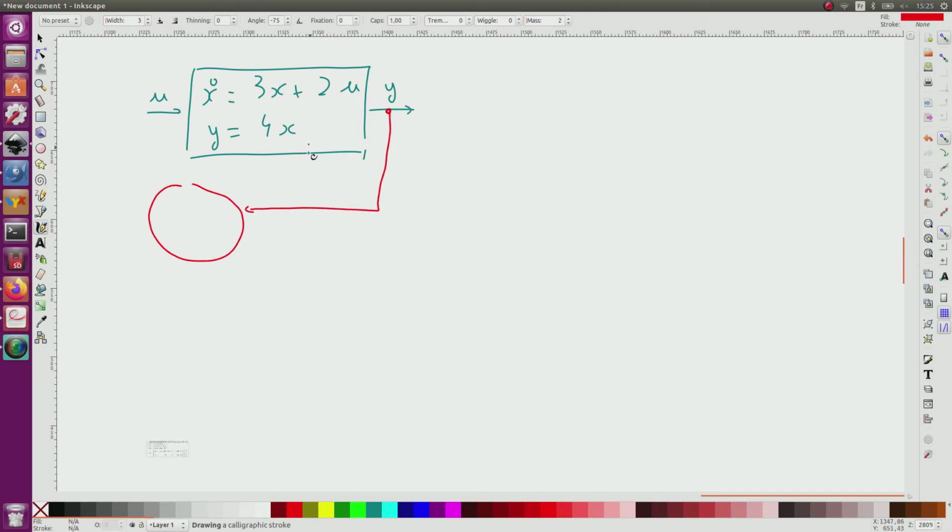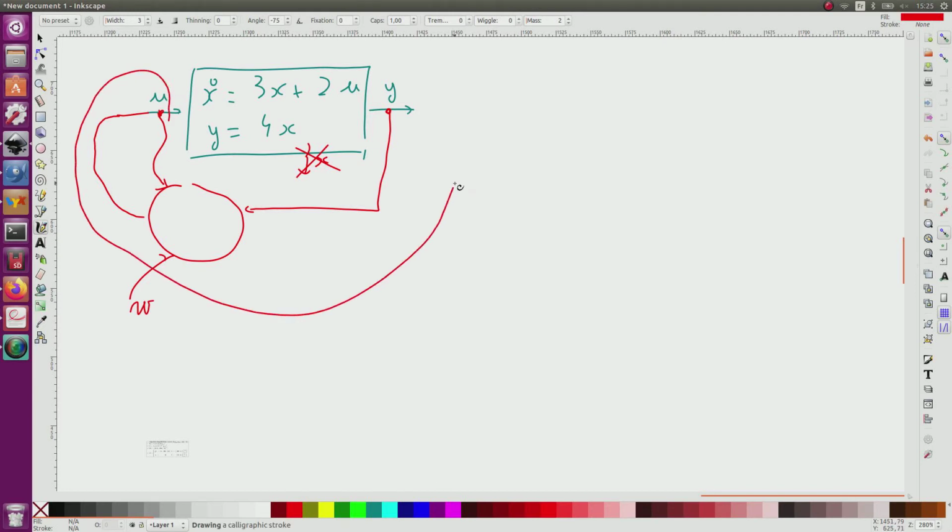So I have no state available, x is not available, and I have this. So the controller produces u, knows y, and knows also w. So the controller corresponds to this. This is the controller. This is the closed loop system.